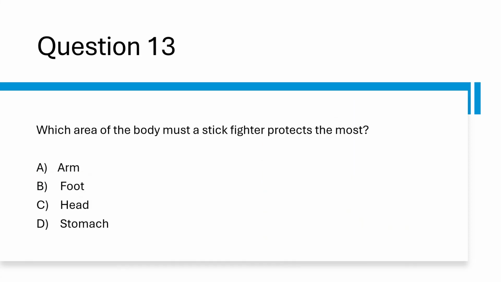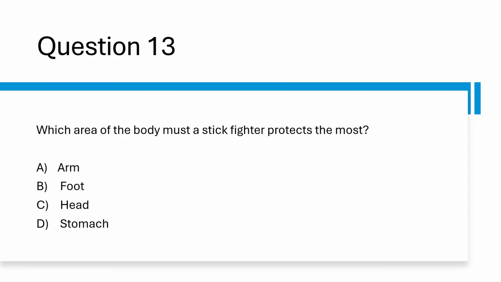Number 13. Which area of the body must the stick fighter protect the most? A, the arm. B, the foot. C, the head. D, the stomach. You can also use the question we answered before on stick fighting as it relates to attack and defend, in order to help you to answer the question.